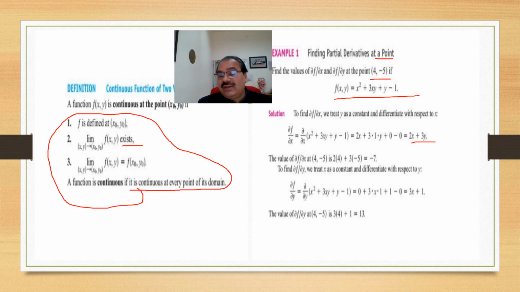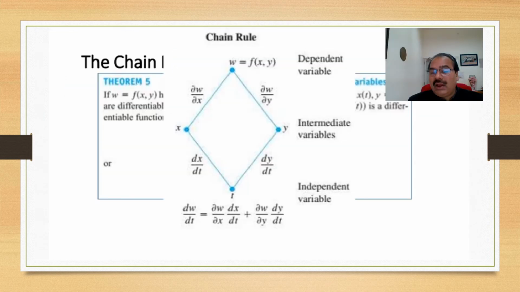You can put in place of x here 4, and in place of y minus 5, you will get 7, minus 7. Now similarly, with respect to y, keeping x as a constant, then you will get this value. And after putting, you will get 13. So del over del y of this, keeping x as a constant, this is 0, but here this is 3 into x into 1, and in the resultant you will get value 13.